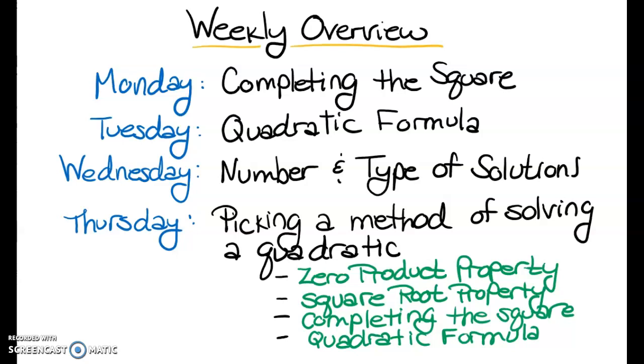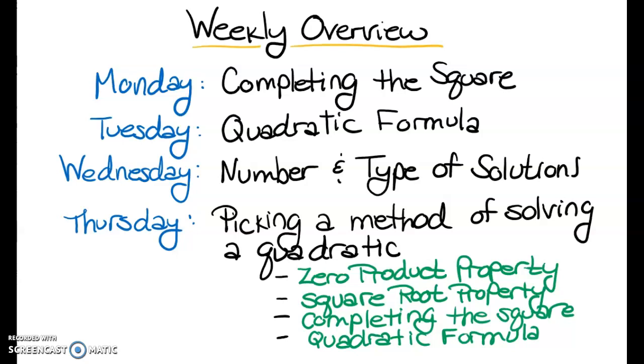Last week, if you can remember, we introduced the square root property and also completing the square. This week on Monday, today, we're going to continue completing the square because we still have to work through some problems that have a leading coefficient in front of our x squared term. We didn't do that last week.